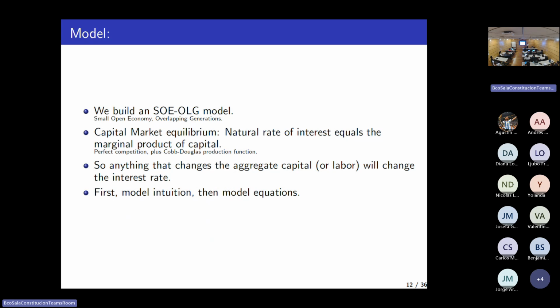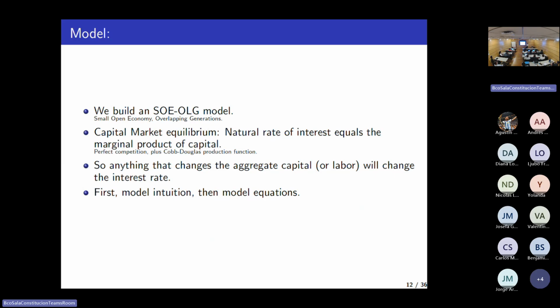Okay, time for the model. We built a small open economy overlapping generations model. In the model, capital market equilibrium means that the natural rate of interest equals the marginal product of capital. This comes because we've got perfect competition and a Cobb-Douglas production function.